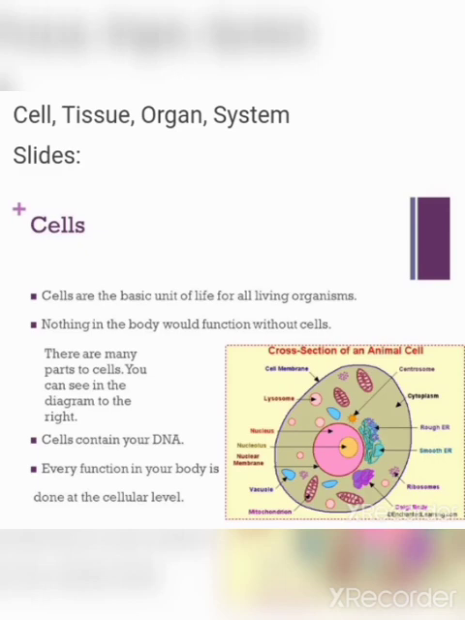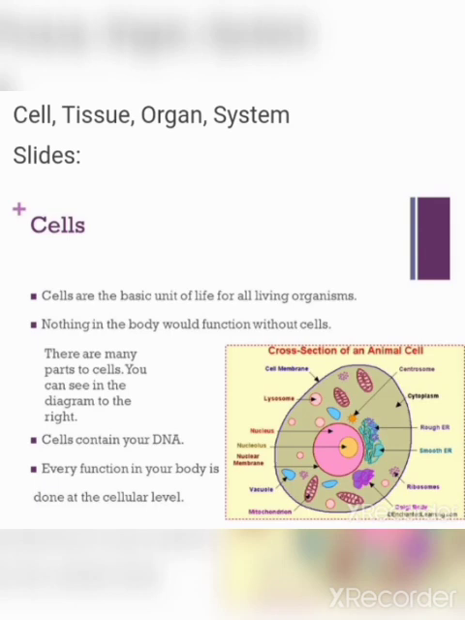So, dear students, all organisms, plants, and animals, are made up of tiny units called cells. Although there are many different types of cells, all of which have different jobs, right? Cells are basically the smallest unit of life, and the study of cells is called cell biology. So the cell is the basic unit of life for all living organisms, or you can say it is the basic structure and function unit of life. Nothing in the body would function without the cells.